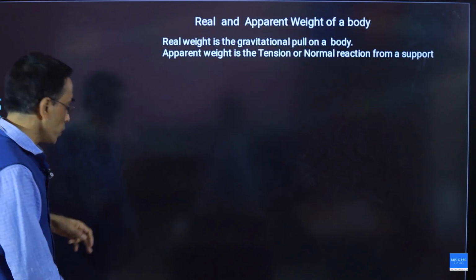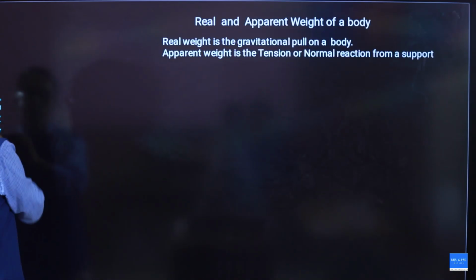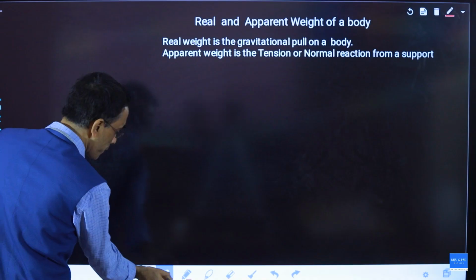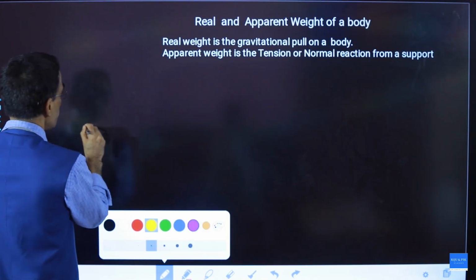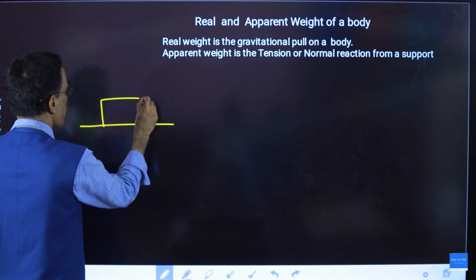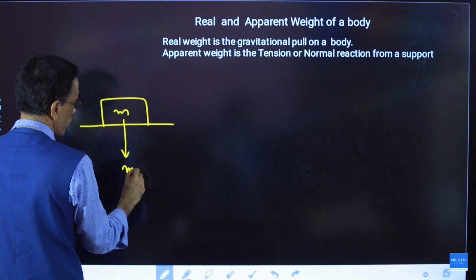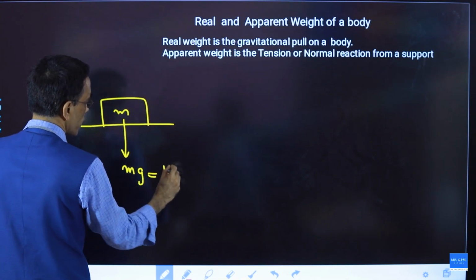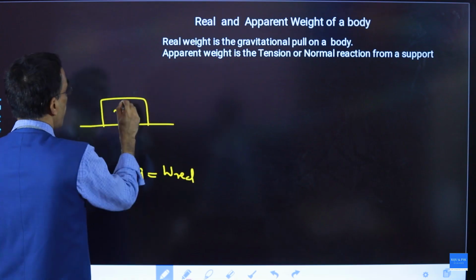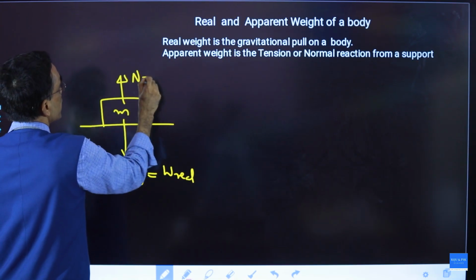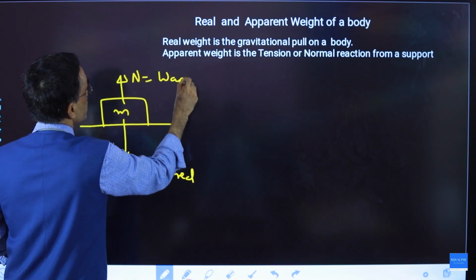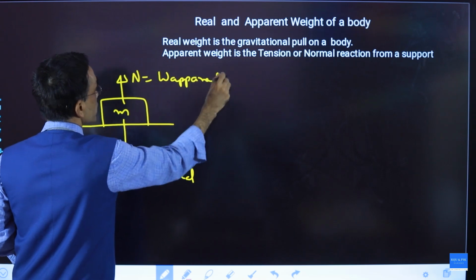This happens due to, I will give you situations. Okay. Assume that there is a surface, there is a body, m. This is the gravitational pull on the body. This is called the real weight. And the normal reaction from the surface is called the weight that we experience. It is called apparent weight.